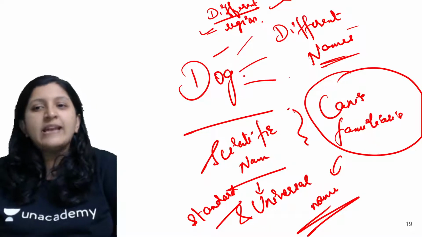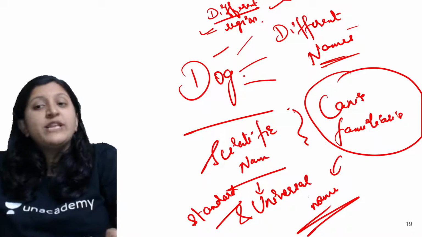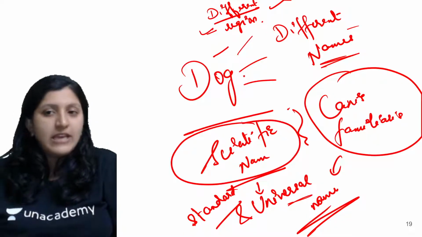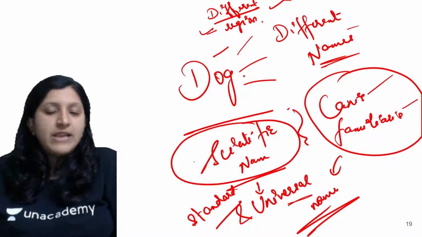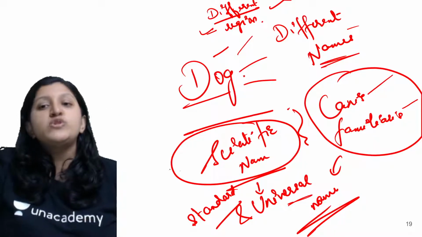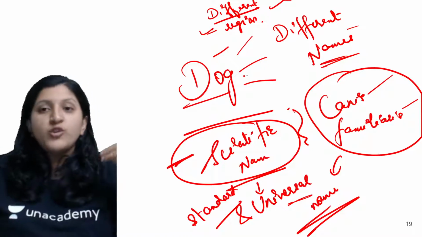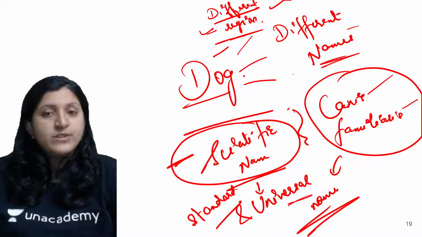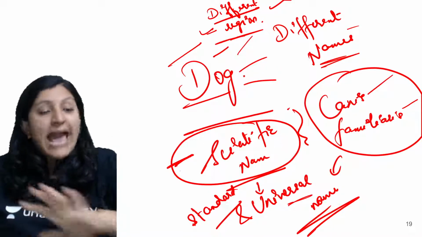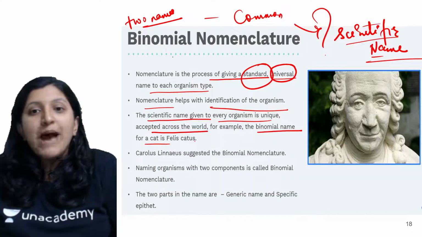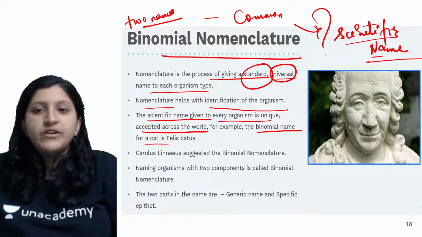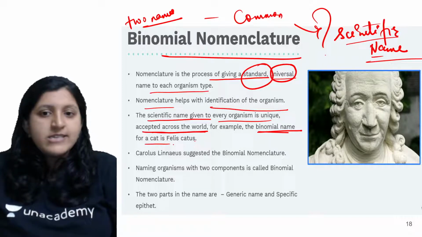Based on that, one common, standard, universal name which is accepted by everyone has to be given, and hence the scientific name Canis familiaris is the name given to the dog, which is common even if you go to any part of the world. This scientific name is not going to vary. Even if you are confused by the different names in different regions, there will be one common name accepted throughout the world, and that is binomial nomenclature. For example, the binomial name for a cat is Felis catus.